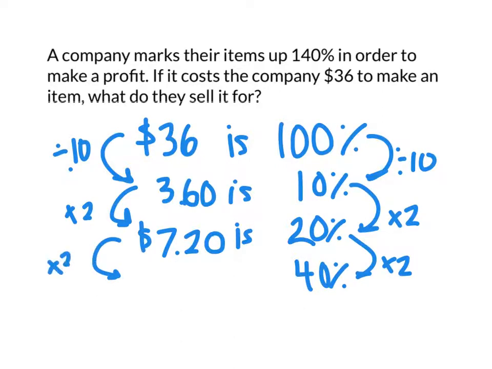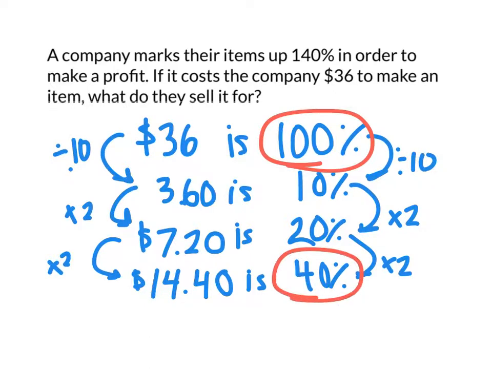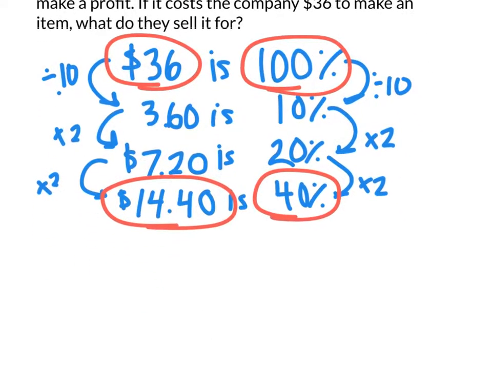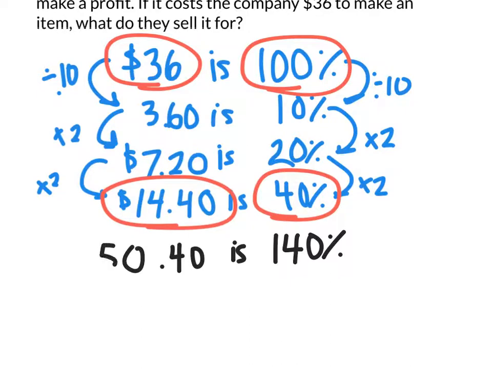So when I double $7.20, I get $14.40. Now that's 40%. I need 140%. So what I'm going to do is take my 100% and add it to the 40%. So that means I'll take my $36 and add my $14.40. So when I do that, I end up with 140% is, let's see, 40 cents, and then 36 plus 14 is going to be 50. $50.40.